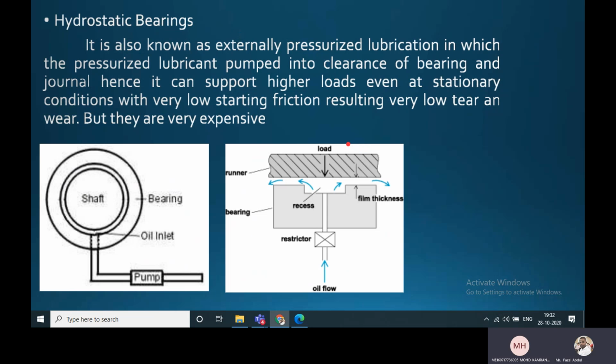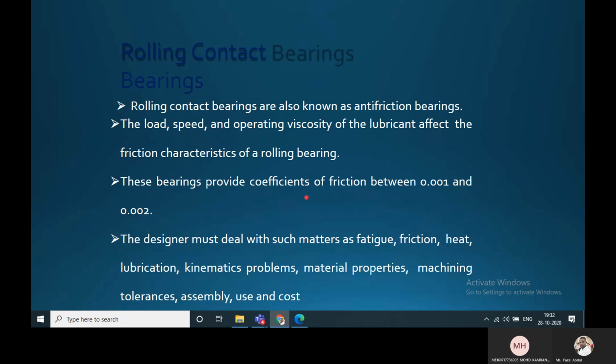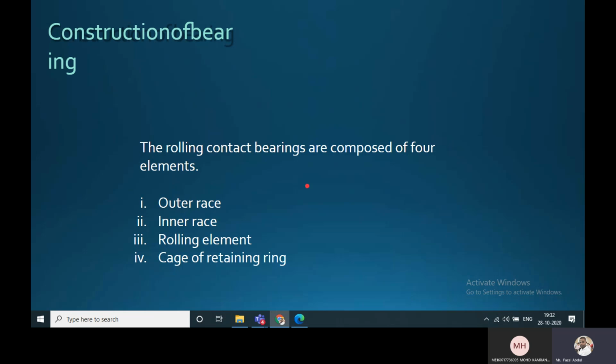Rolling contact bearing, also known as anti-friction bearing. The load, speed and operative velocity of the lubricant affect the friction. The construction of the rolling contact bearing is outer race, inner race and rolling element. Rolling element means balls and rollers are there. If balls are present, that is a ball bearing. If rollers are present, that is known as a roller bearing.